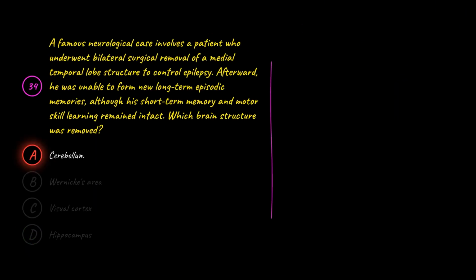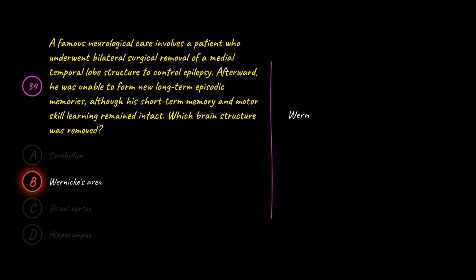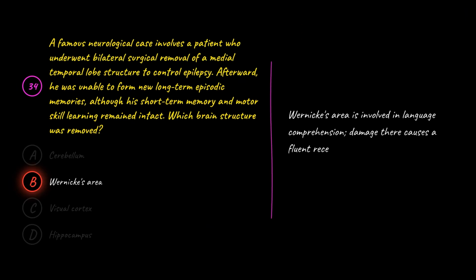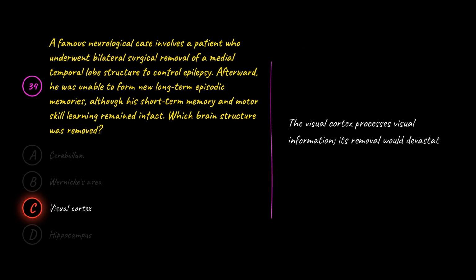A is wrong because the cerebellum supports motor coordination and some forms of associative learning, not the formation of new episodic memories. B is wrong because Wernicke's area is involved in language comprehension. Damage there causes a fluent receptive aphasia, not a memory consolidation deficit. C is wrong because the visual cortex processes visual information. Its removal would devastate vision, not episodic memory formation.